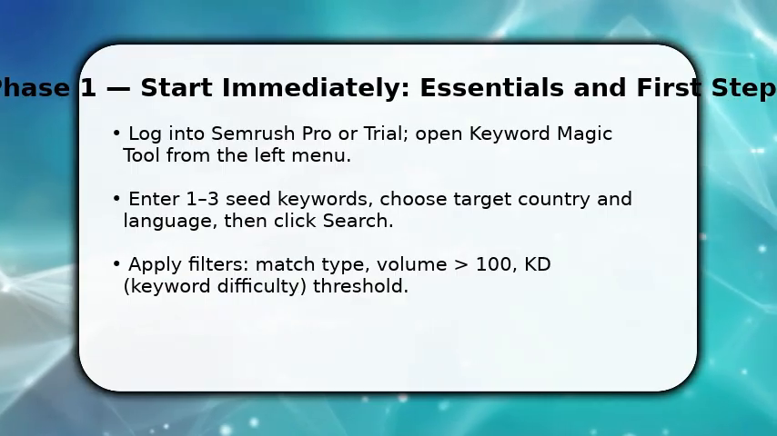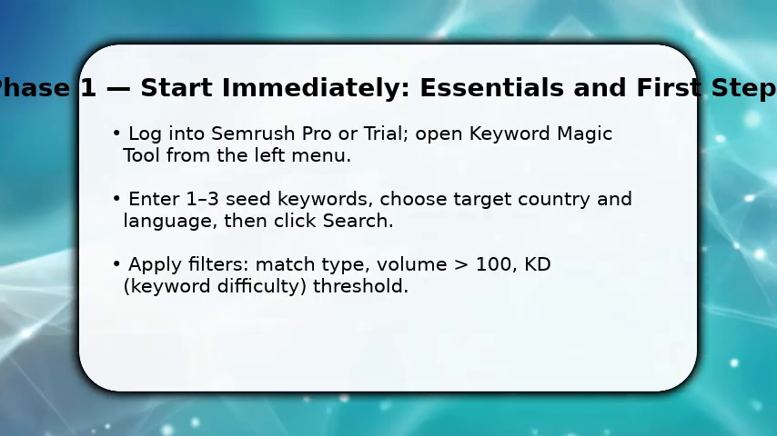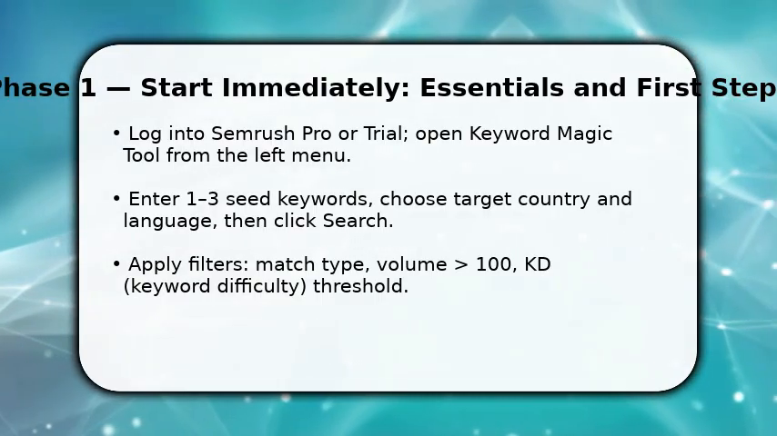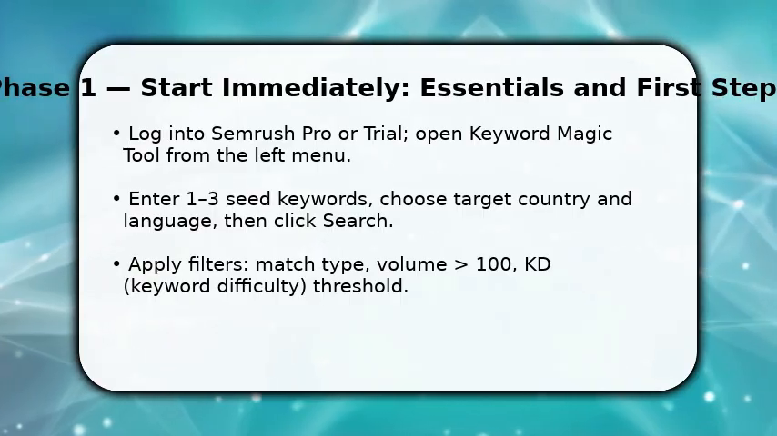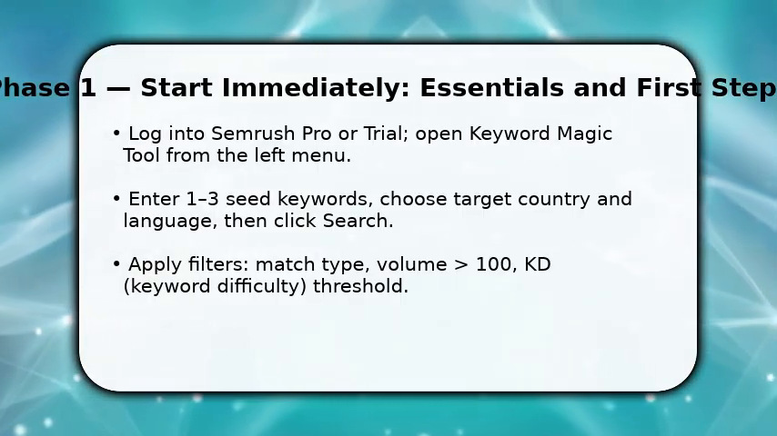Volume above 100 to focus on meaningful traffic and a keyword difficulty cap to match your skill. Make sure to select match types, broad, phrase, exact, so you control scope. This first setup gets you relevant data fast and prevents wasted lists.